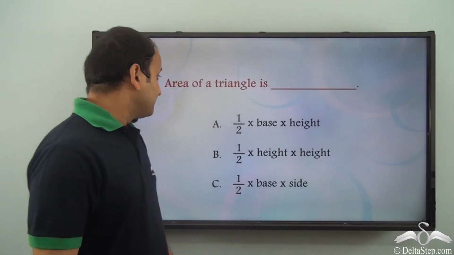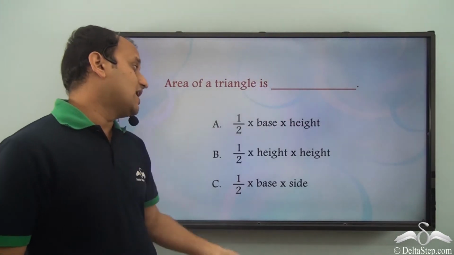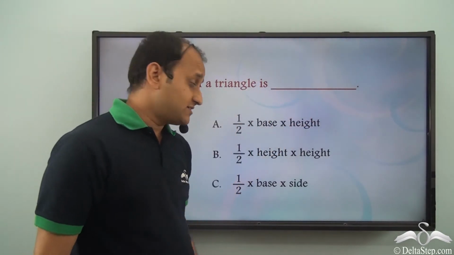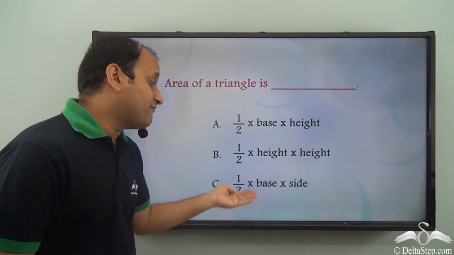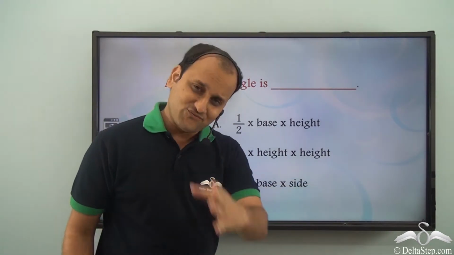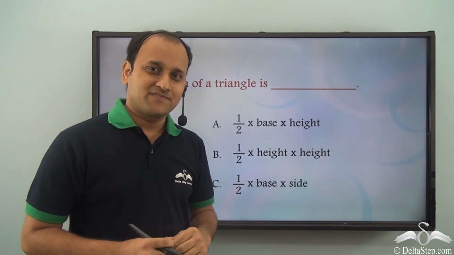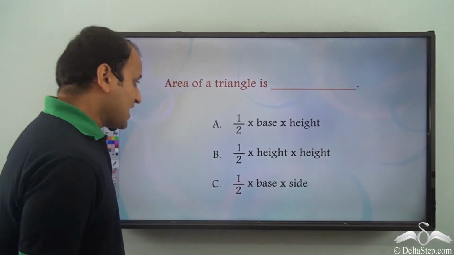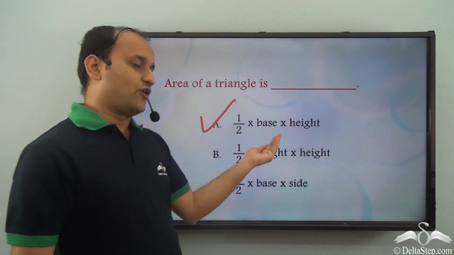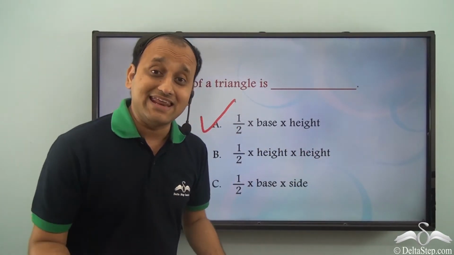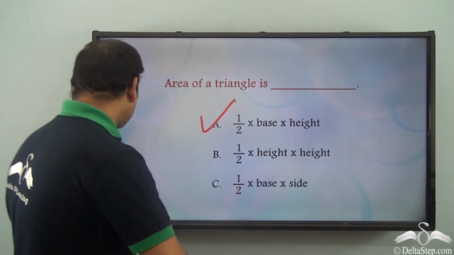Now can you tell me, area of a triangle is half into base into height, or half into height, or half into base into side? What do you think? Well, the answer is half into base into height. So this is the formula for calculating area of any triangle.